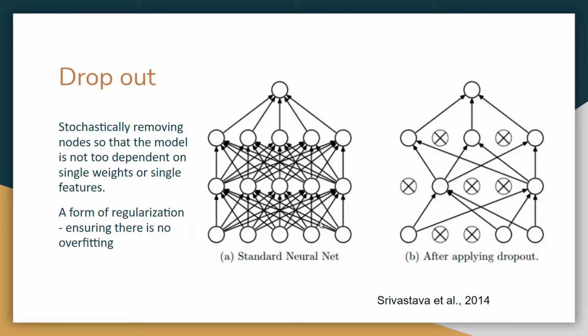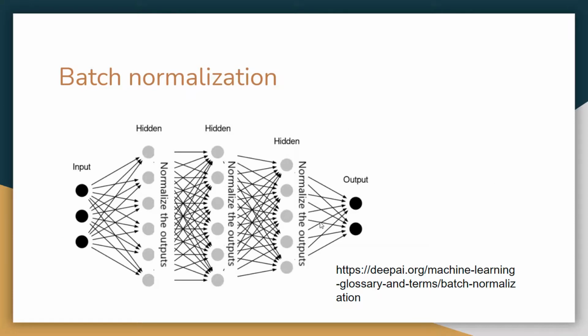Dropout. Again, to alleviate the problem of overfitting, one of the techniques is called dropout, where we stochastically remove some nodes from the model, so the model is not too dependent on single weights or single features. This is another form of what we call regularization, and we're going to be using this as an option inside our CNN architecture. Another option is called batch normalization.